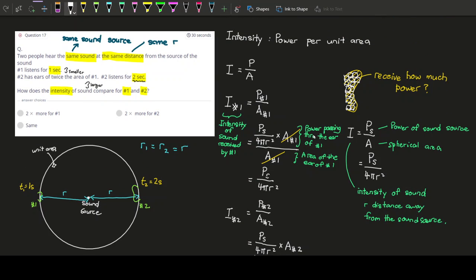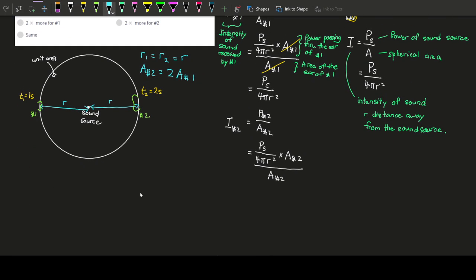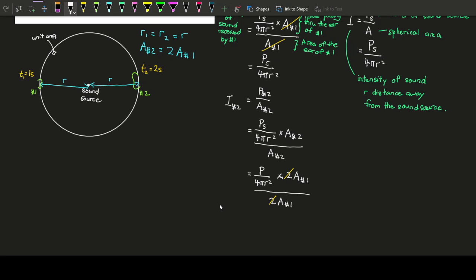Because we know just now over here that the area of person number 2's ear is twice the area of person number 1's. Person number 1 has a smaller ear, person number 2 has a larger ear. So what will happen is I can continue by making this become 2 times the area of person number 1 divided by 2 times the area of person number 1. Okay, then you can see I can cross out the 2 over here. Then what you are left with at the end is, wow, this is a long question, 4 pi r squared times area of person number 1's ear divided by area of person number 1's ear.